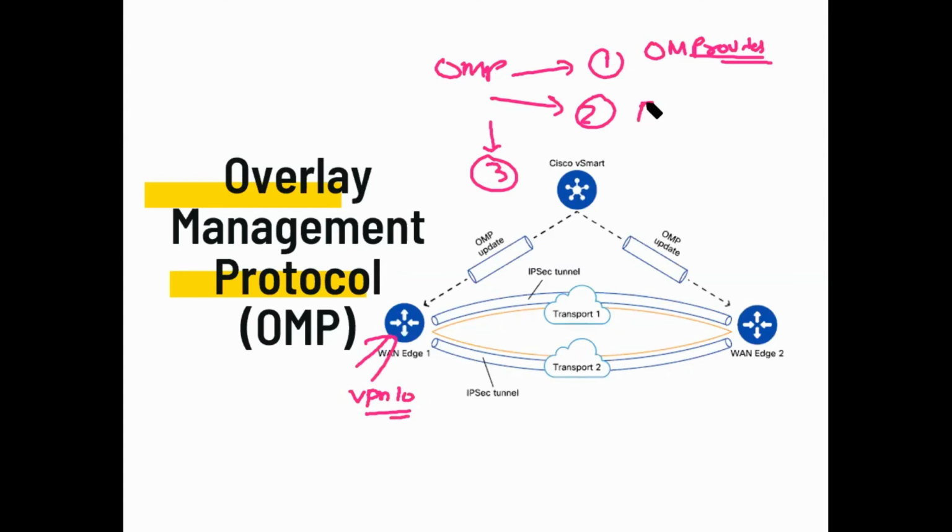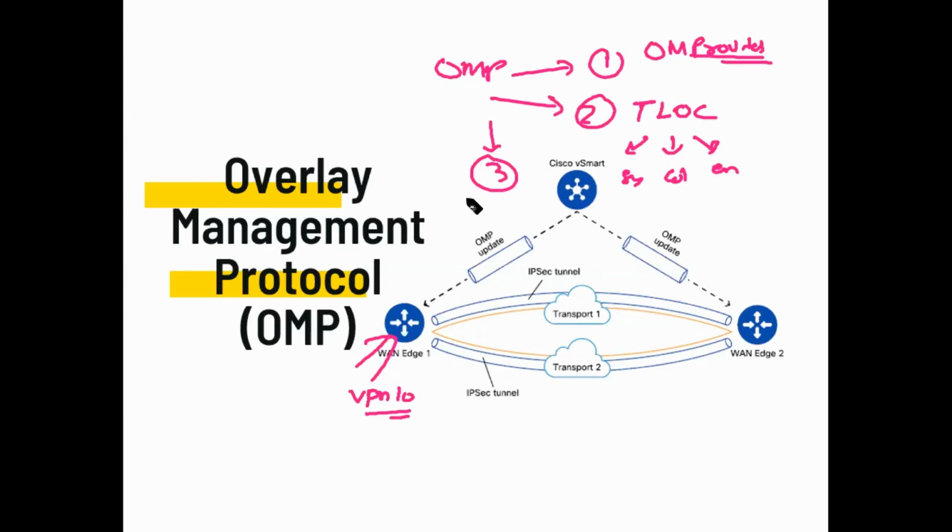The second is TLOC. And we talked about TLOC also, that TLOC is about the active route, and these are logical termination points between your WAN edge routers, and each is uniquely identified by three tuples. And what are those tuples? System IP, color, and encapsulation.